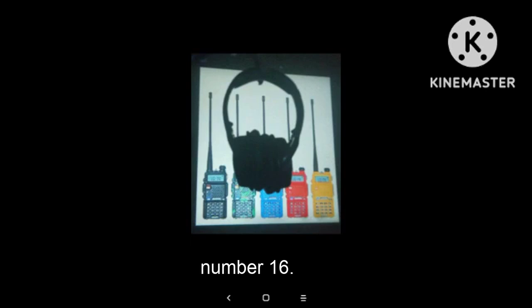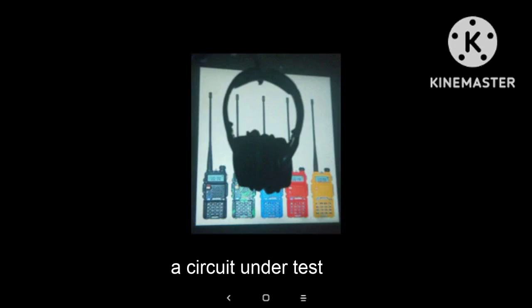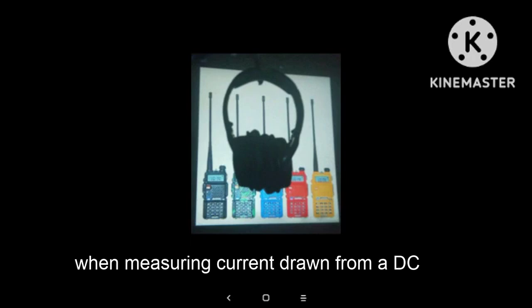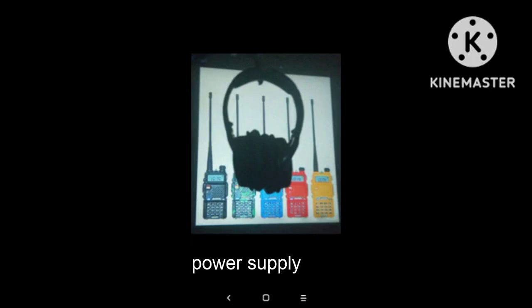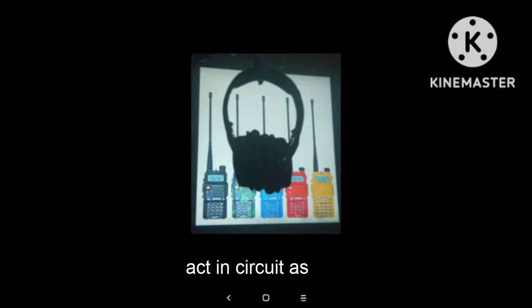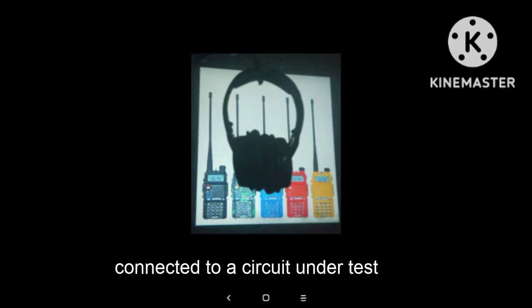Number 16. How is a voltmeter usually connected to a circuit under test? In parallel with the circuit. Number 17. When measuring current drawn from a DC power supply, it is true to say that the meter will act in circuit as a low-value resistance. Number 18. How is an ammeter usually connected to a circuit under test? In series with the circuit.